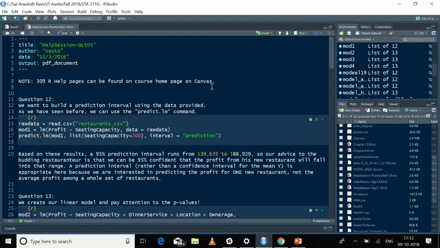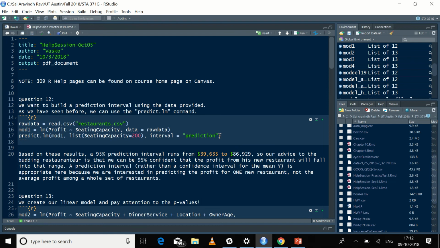Yes. You don't need to type that out here. R automatically takes it as 95%. If it's anything other than 95%, then you have to specify level equals whatever that number is. Okay, I'll move on. Now I'm using the predict.lm statement. The interval would be prediction and not confidence. This is how the predict.lm statement works.